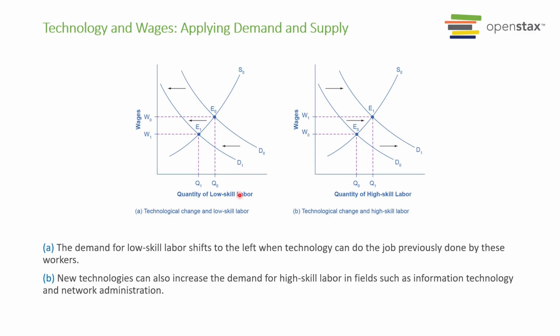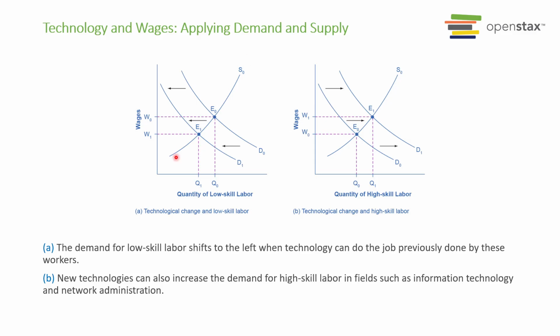Here, with low-skilled labor, you want to think of things like janitors or someone who does cleaning. A perfect example: anyone who has ever been to Stop and Shop in Providence might have noticed there's a robot now that sometimes goes around and cleans the floor. Or even in your own dorm room, you might have a Roomba. That's a technology that has replaced someone who does low-skilled labor, let's say cleaning, and you can see that would shift the demand for labor to the left.